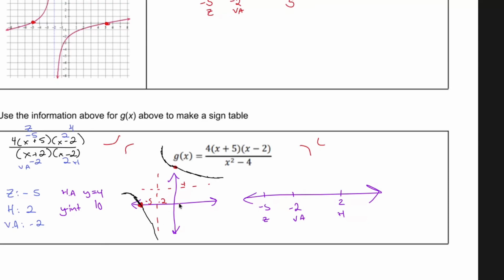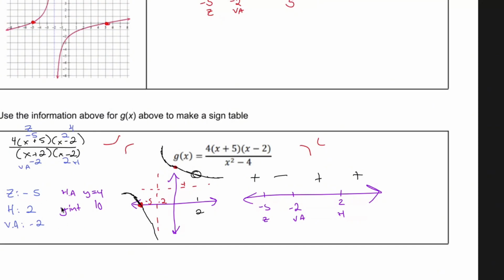So what that means is to the left of -5 is positive. Between -5 and -2 is below the x-axis, so it's negative. Between -2 and 2, over here at the hole, it's going to be positive. And from 2 on, it's going to maintain positive. And right here we have a hole somewhere.